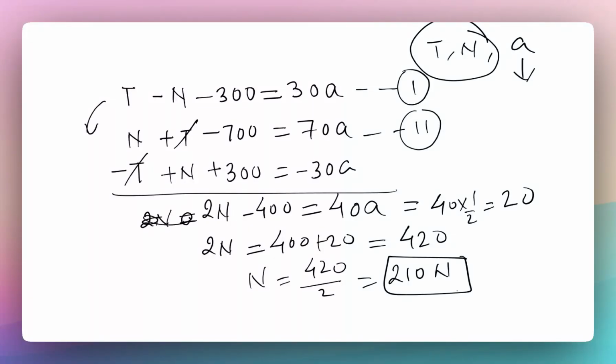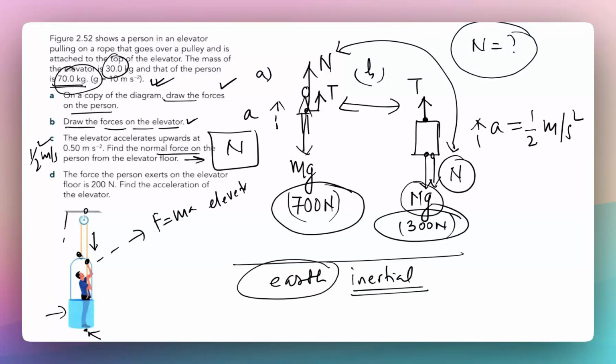We'll check again. N plus T minus 70A. This minus becomes plus, and this minus becomes plus, and this will become minus. So 2N minus 400 is equal to 40A. 40A is equal to 20. So 200 plus 400, 420. So that is correct.